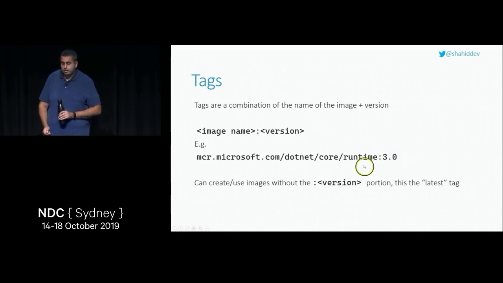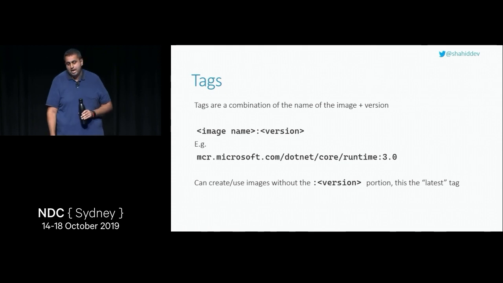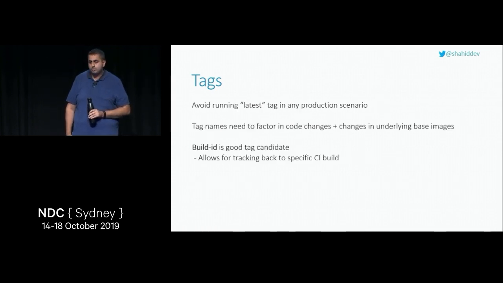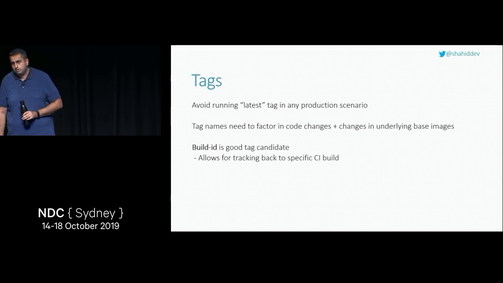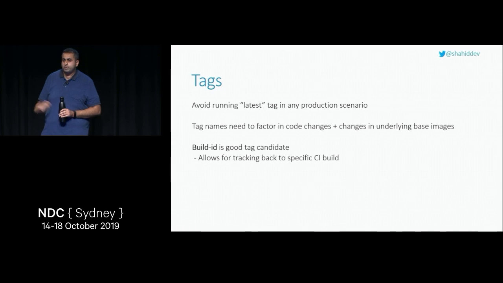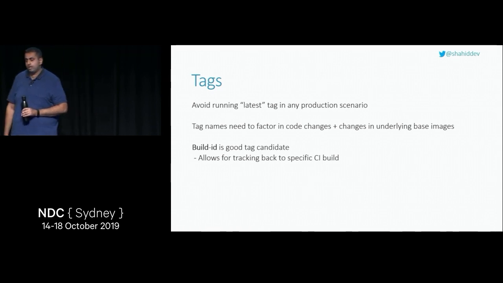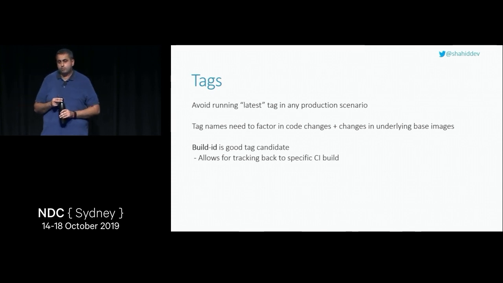Now, it's possible to create an image without specifying this colon 3 bit. When we do that, we're basically creating what's called a latest image. Latest images are great if you don't want to constantly update tag numbers in certain scenarios, but they're very dangerous in production, because when you run an image without specifying a specific tag, it means that if somebody rebuilds that image, you will automatically get that new image without realizing you intended to do that. So you must always specify a tag when you're running these kinds of things in any kind of production environment.